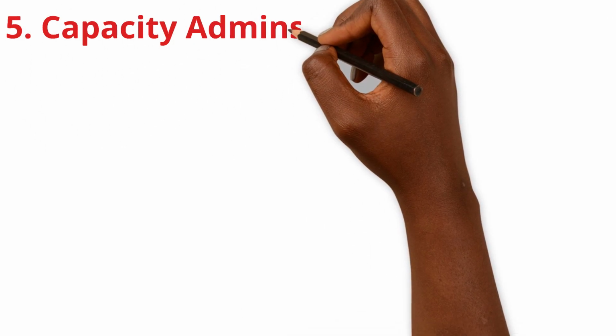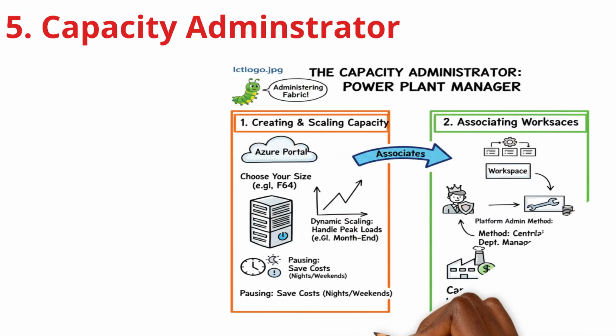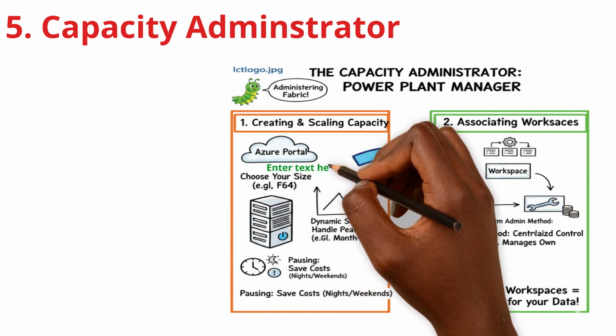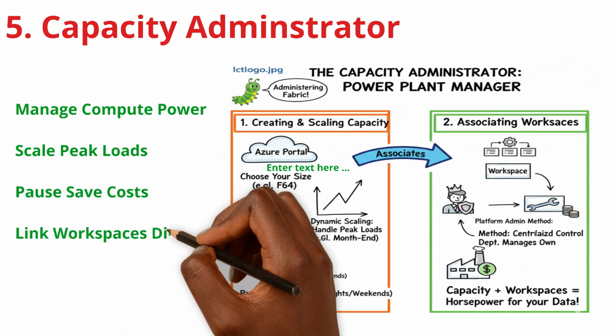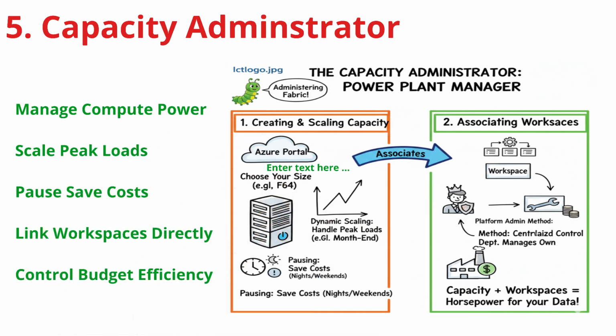If the platform admin is the architect, the capacity administrator is the power plant manager. In Microsoft Fabric, capacity is the raw computing horsepower that fuels every query and report. Working within the Azure portal, these admins choose the size of the engine, like an F64 capacity, and manage its performance. They use dynamic scaling to crank up the power during heavy month-end reporting and use pausing to shut down non-production engines at night or on weekends, ensuring the organization only pays for what it actually uses.